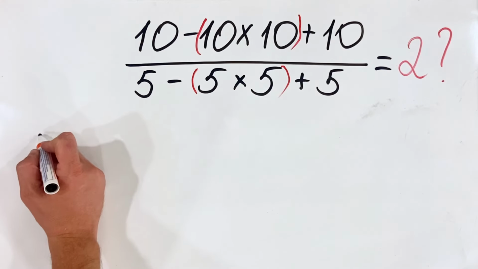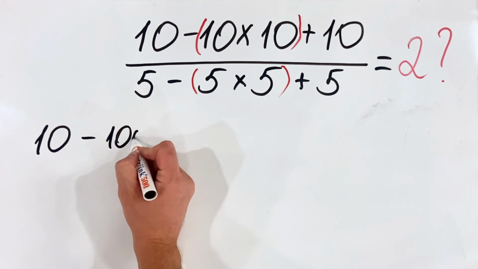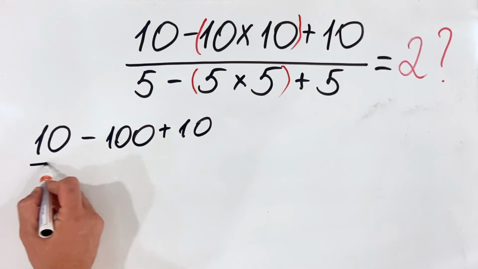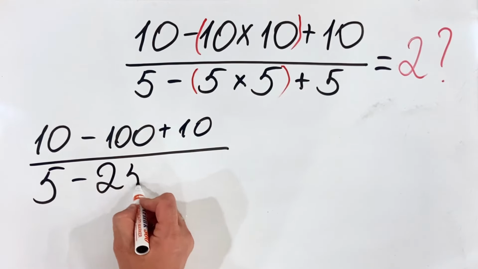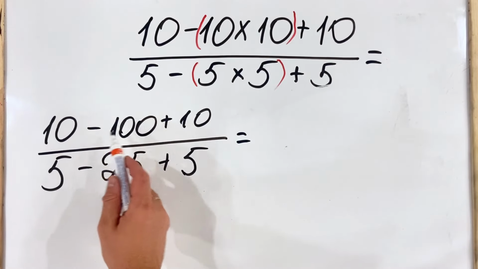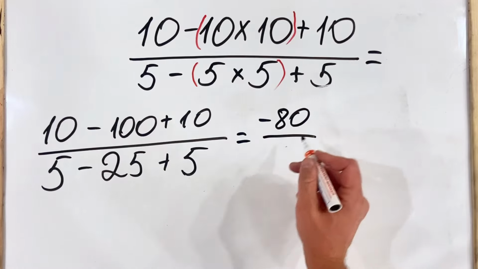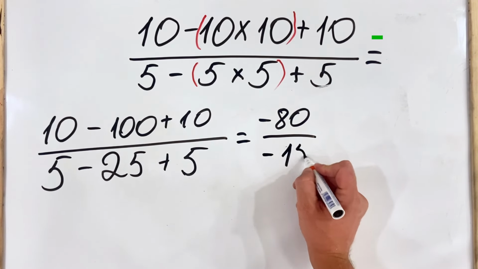So what we get is 10 minus 100. 10 multiplied by 10 is 100, plus 10 over 5, minus 25 plus 5. And here we get minus 100 plus 20 is minus 80. And we have minus 25 plus 10 is minus 15.